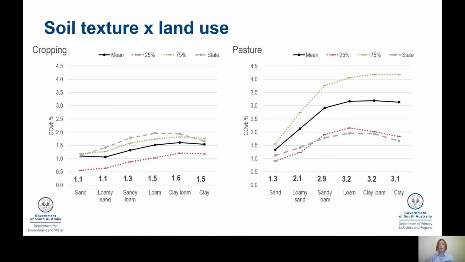Notice on both of those there is also a grey line, and that is the state average. And what you can see, the state average in the cropping site sits on the 75th percentile. So the values there are around the 75th percentile. When we go over to pasture, the grey line or the state line there sits on the 25th percentile. So pasture soils generally have values above the state average, whereas the cropping have below. This is largely a result of rainfall.